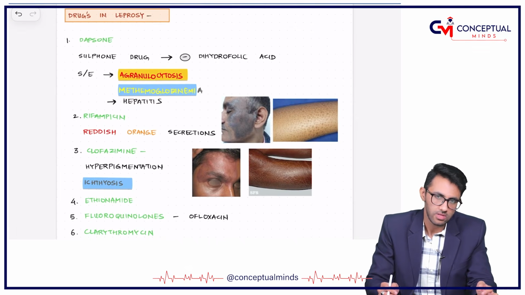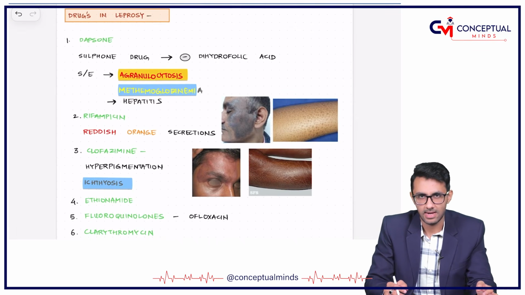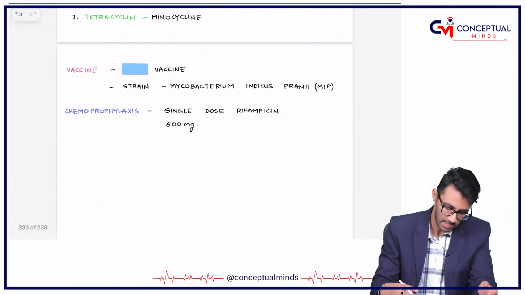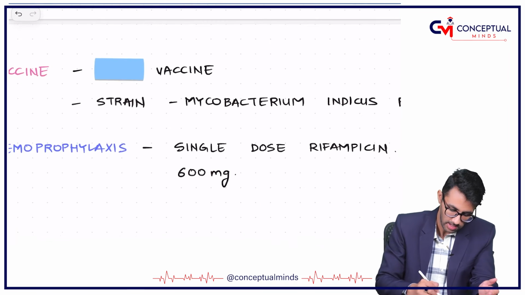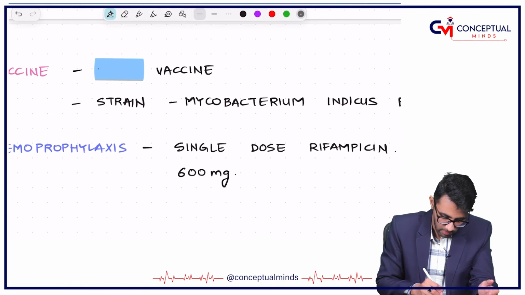How about the vaccine? Do we have a vaccine for it? Yes, we have a vaccine. What is the name of the vaccine? The first vaccine which was there. This is MW.